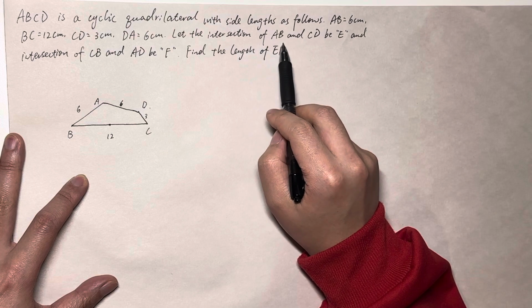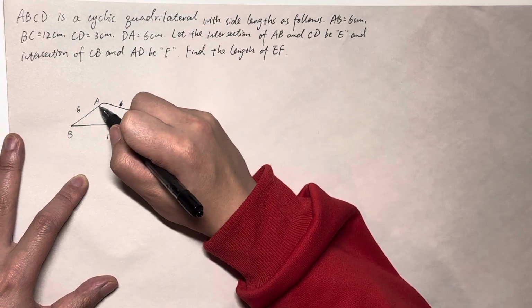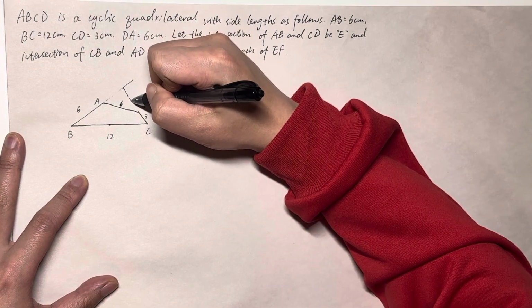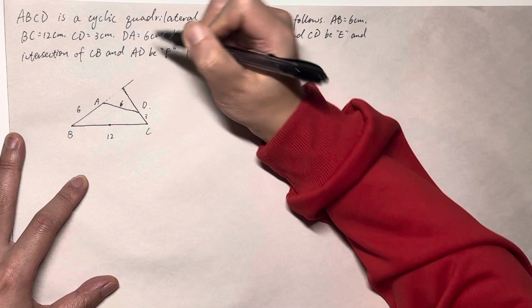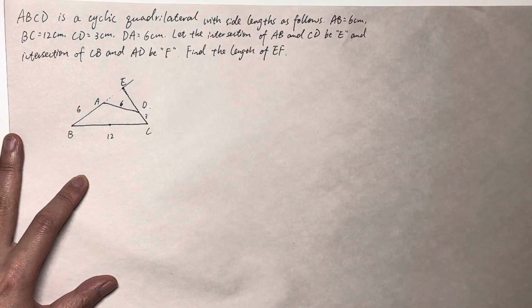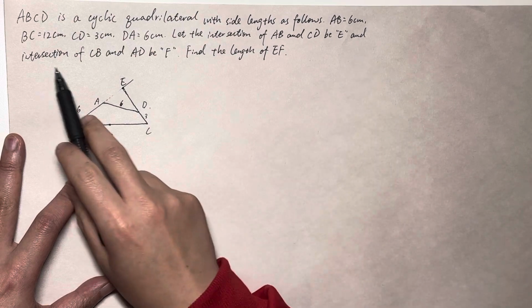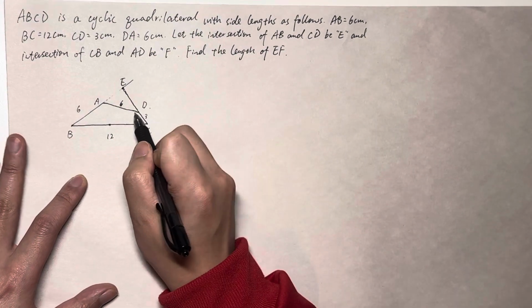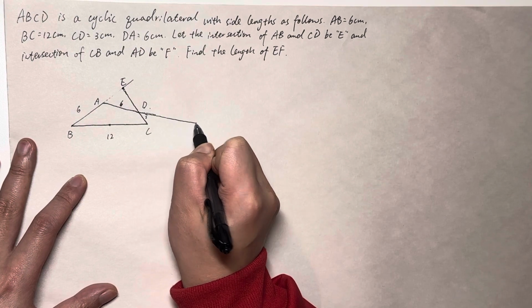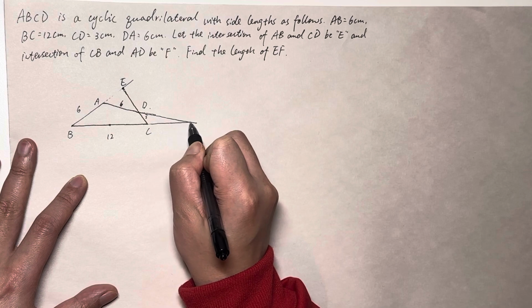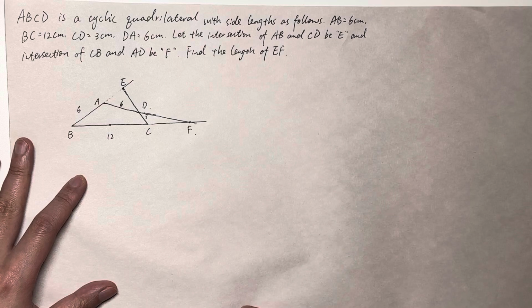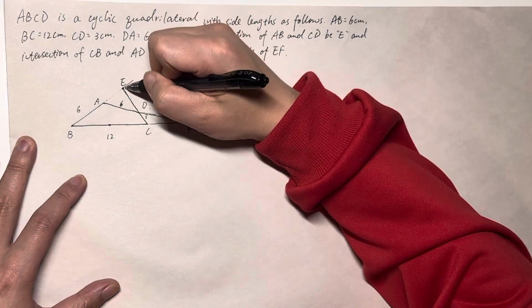Let the intersection of AB and CD be E. So this is E. And the intersection of CB and AD be F. Right, so this point is F. Find the length EF.